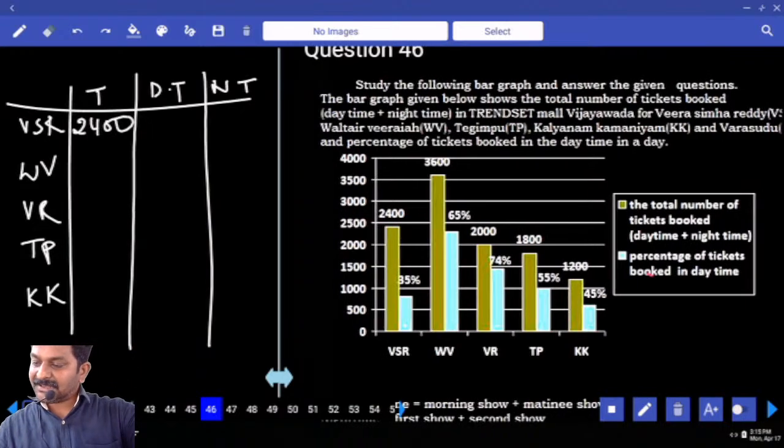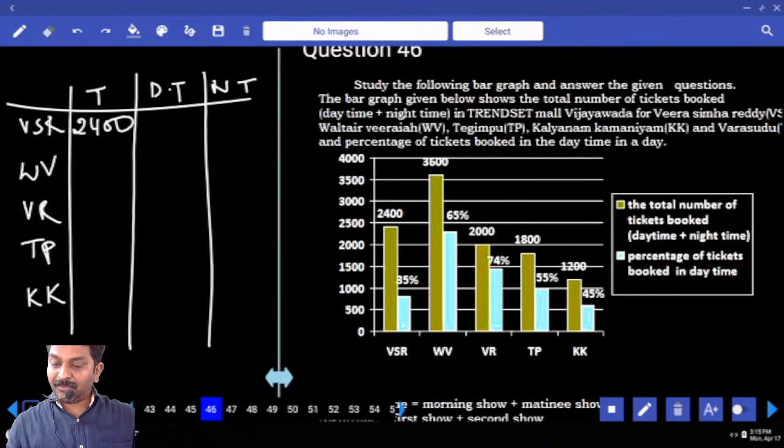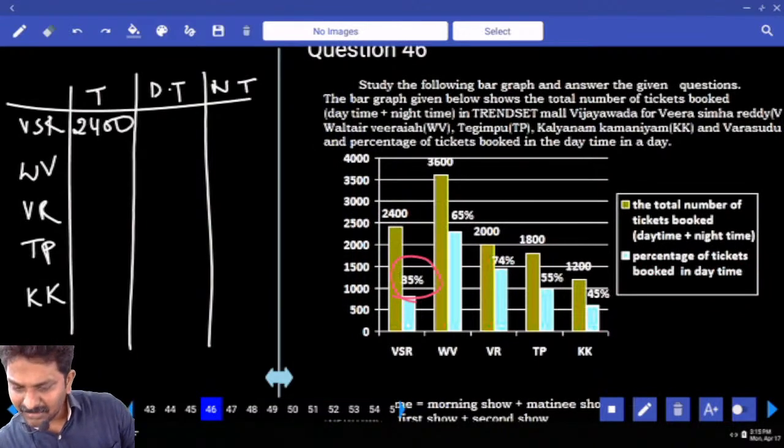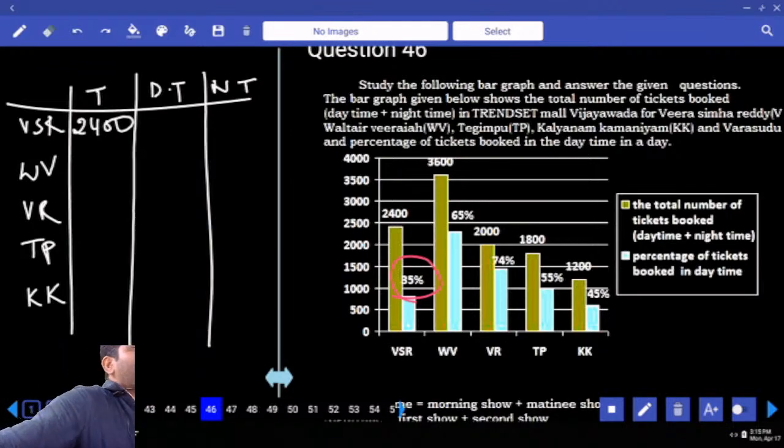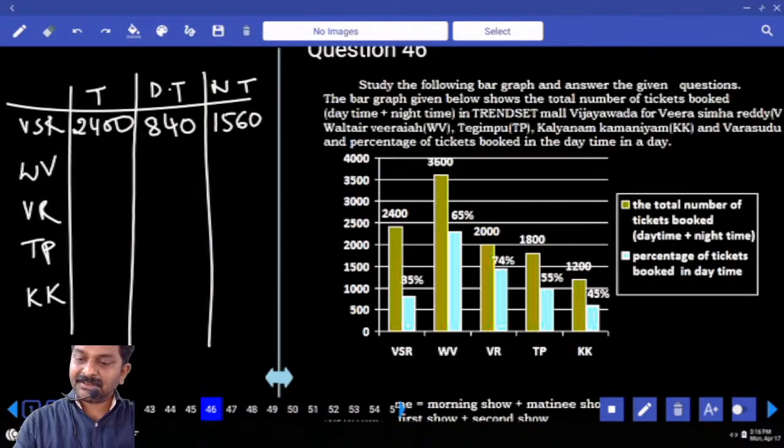The second is the percentage of tickets booked on daytime. What percentage is this? 35%. How do you calculate 35%? 25% plus 10%. 25% is 1/4, 600. 10%, 240. 600 and 240, 840. Then difference of these two numbers will give you nighttime tickets. Instead of 840, subtract 1,000 and add 160. Subtract 1,000, 1,400. Add 160, 1,560.